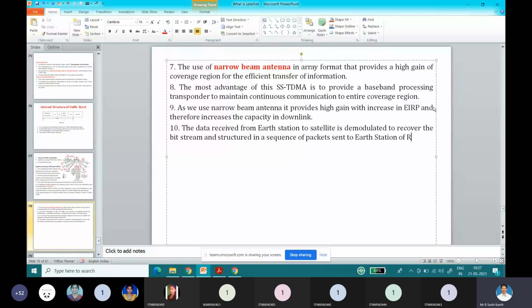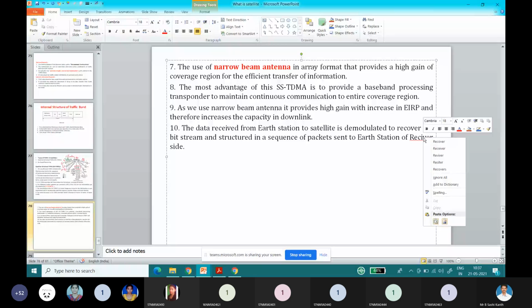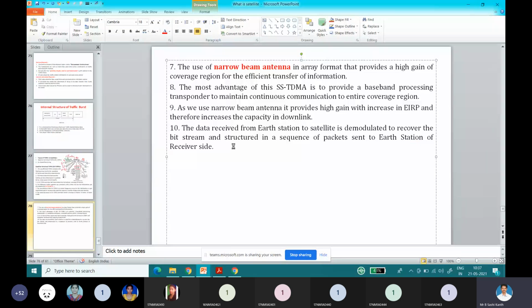This is most important. The data that is being received is demodulated to recover the bit stream, structured in a sequence of packets and sent to the Earth station of the receiver side. So this is what is happening in SS TDMA, the things that we have discussed now.